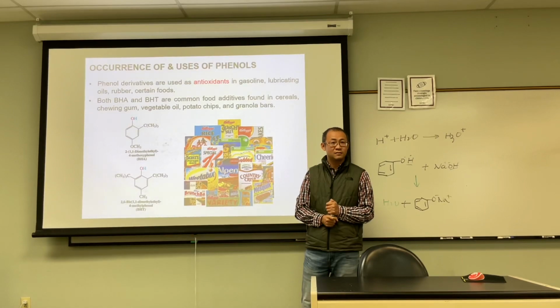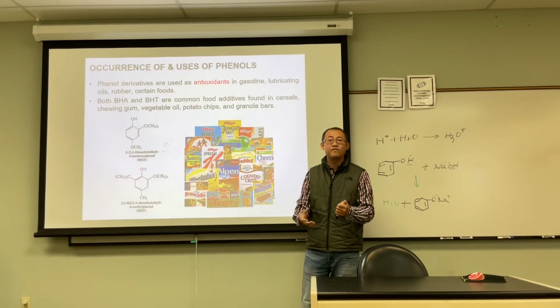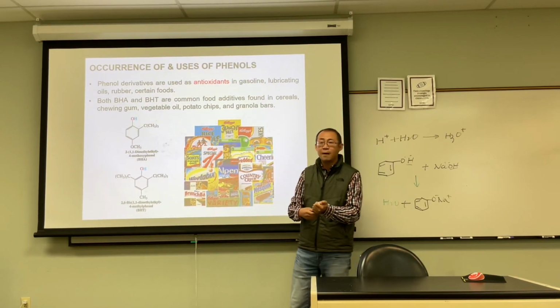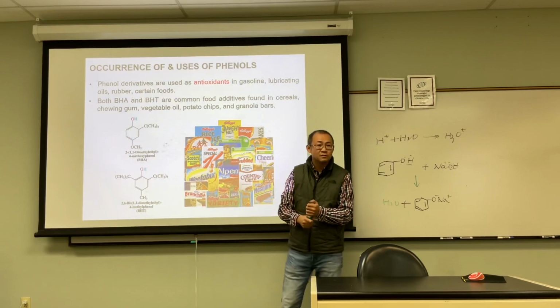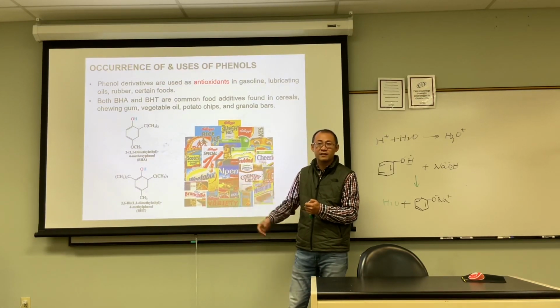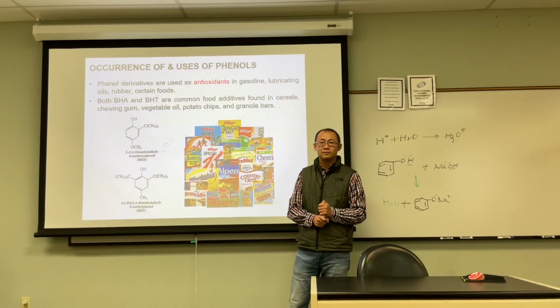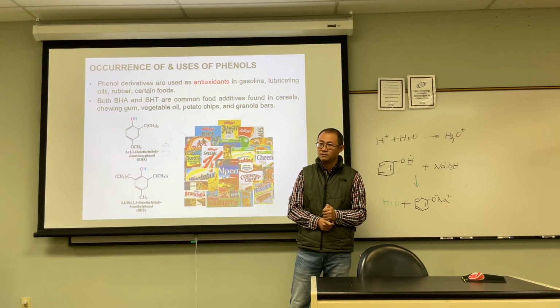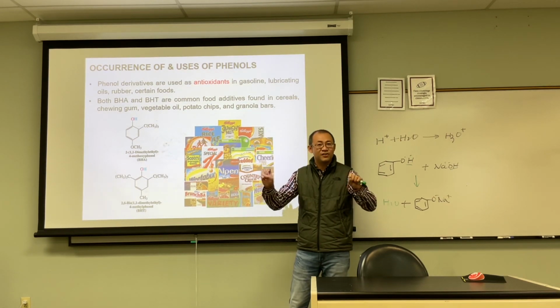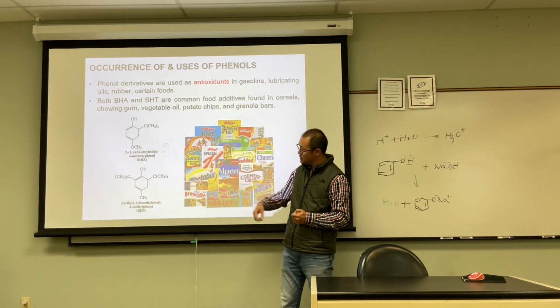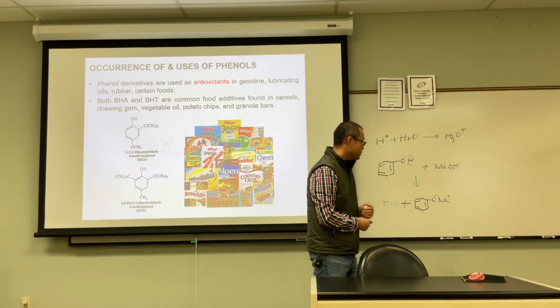Does it make sense, guys? They're added as sacrifice to take oxygen away. So when oxidation happens, it happens on this guy first, so your food can remain crispy longer, like your cereal, for example. Phenols are very commonly used as antioxidants. They're not antioxidants, they're just sacrifices in different products. Again, these two structures are FDA approved additives in food.